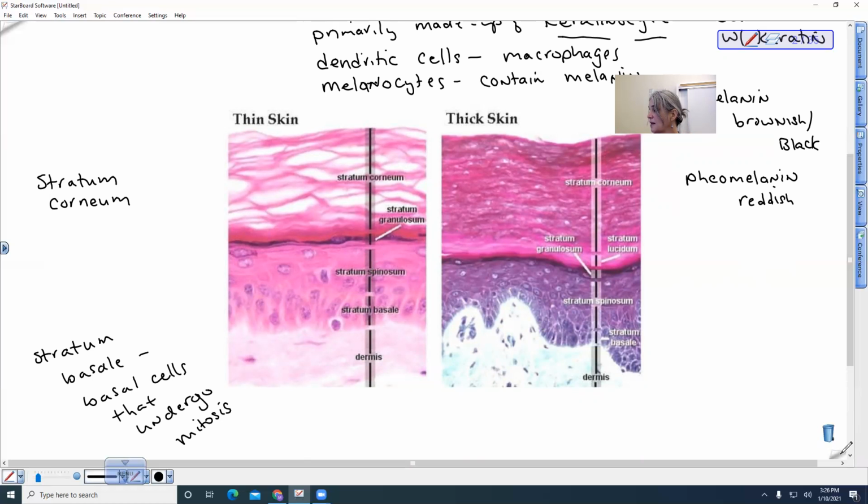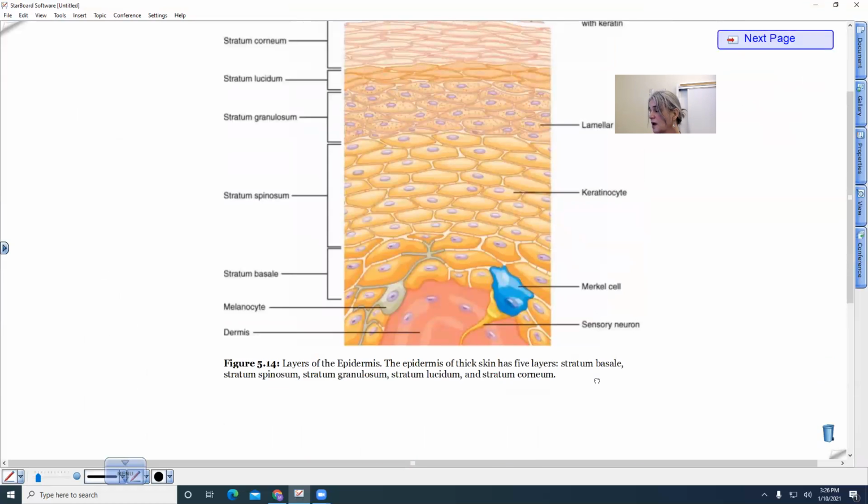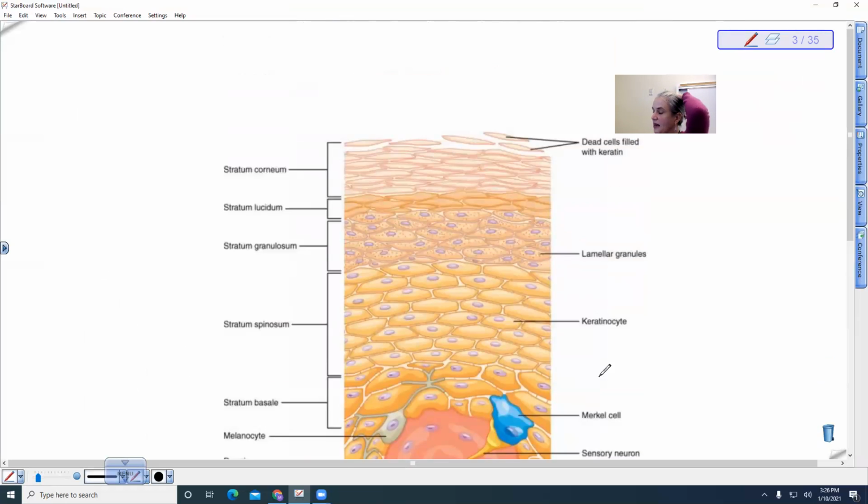So if we look at them in more detail, these are my layers. These would be the dead cells filled with keratin. Some of your skin actually has a second layer called the stratum lucidum, and this is like where you have calluses on the bottoms of your feet, or maybe you might see thick skin on the palms of your hands. This granulosum, they have granules that are producing keratin. And then the spinosum is where we get these connections between the cells.